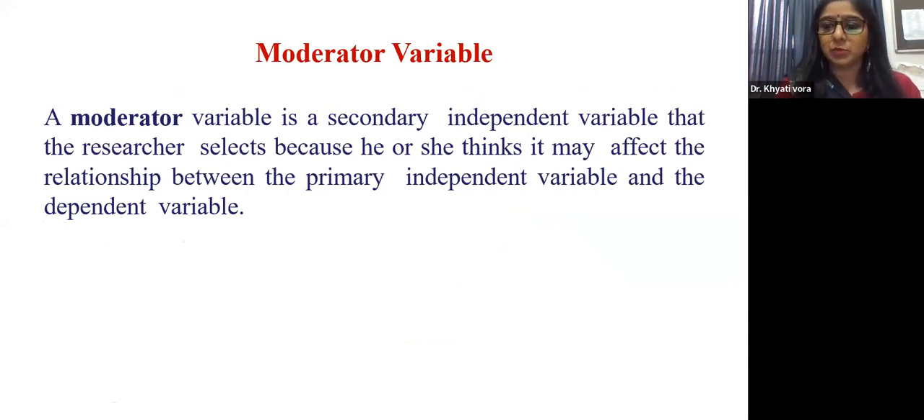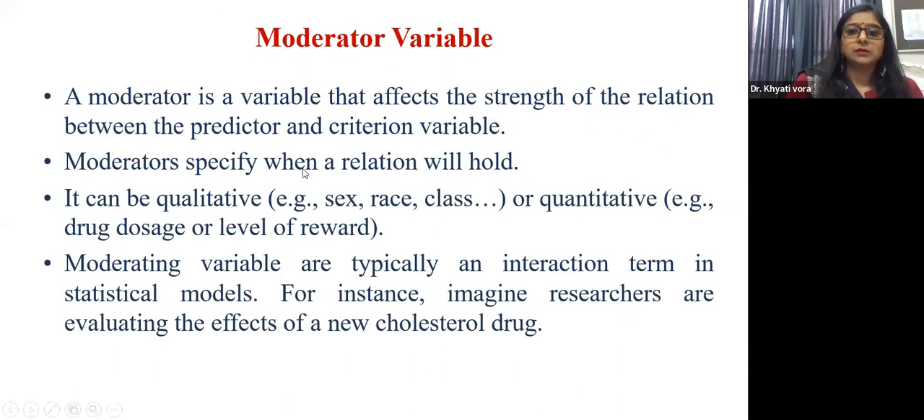What is a moderating variable? Now this variable does not establish any relationship, rather it gives an idea about the strength of the relationship between independent and dependent variable. IDV or DV ke beech mein, what is the strength of the relationship that is described by the moderator variable? They are moderating, they are influencing the relationship, they are not influencing the variables. So that affects the strength of the relations between predictor and criterion variable. It can be qualitative, it can be quantitative.